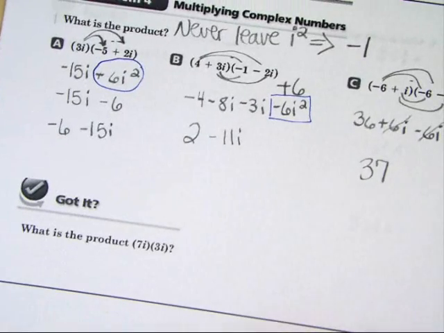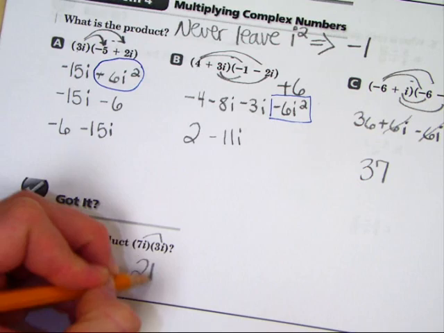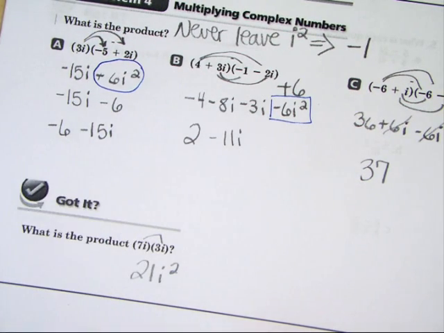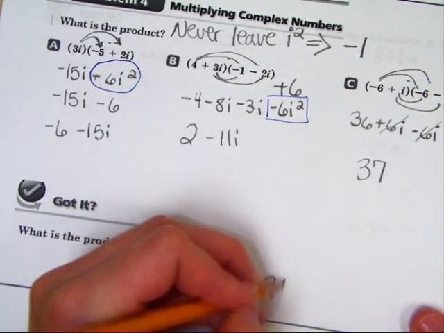Let's try the "Got it." This one, there's just one side of distributing. 7 times 3 is 21. i times i is i squared. Never leave an i squared. That makes it a -21.